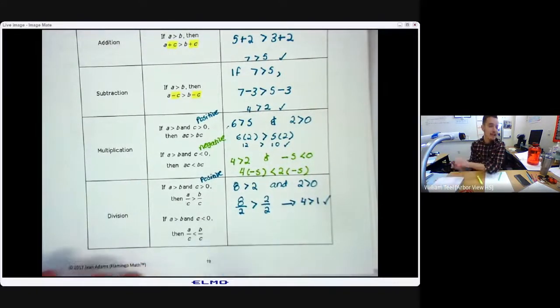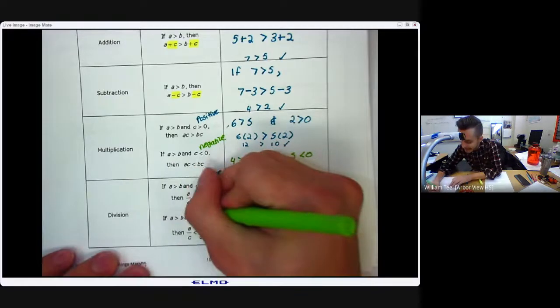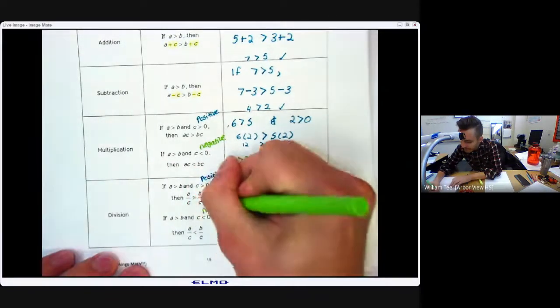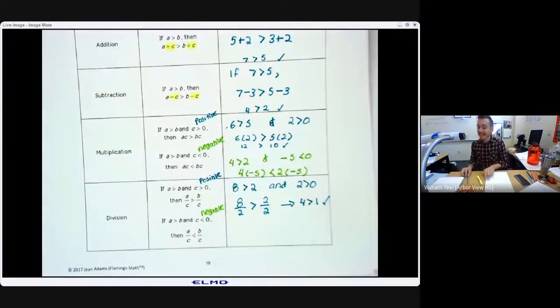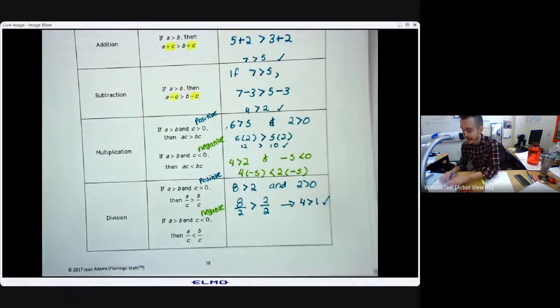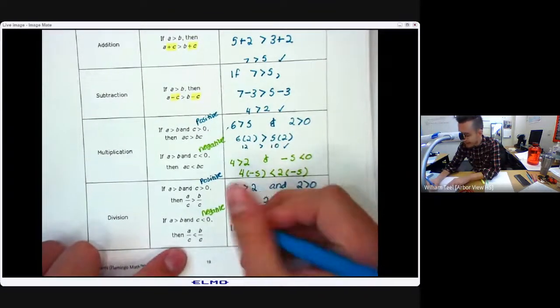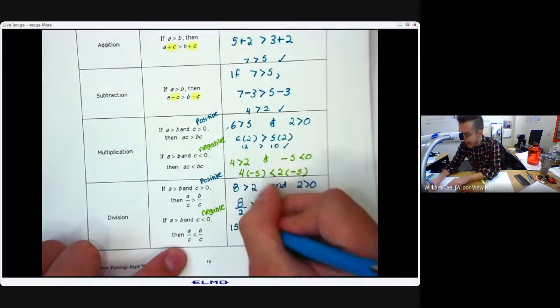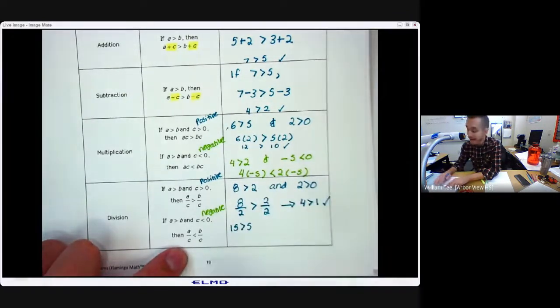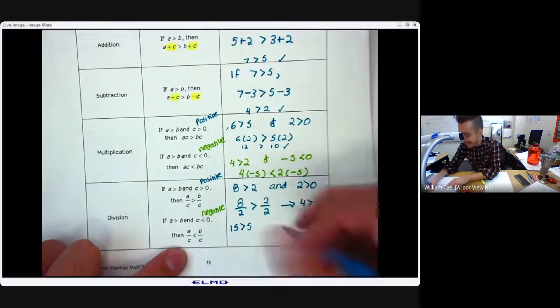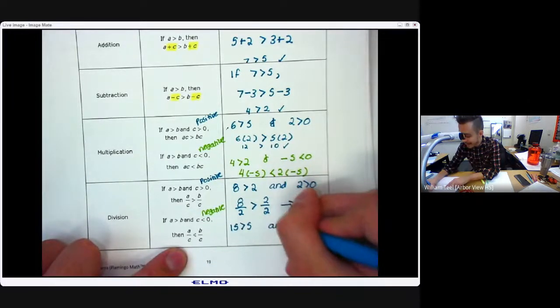Now going down here, if A is greater than B and C is less than 0, so essentially if C is negative, then we know that A divided by C is less than B divided by C. So let's go through another example of this. Let's say A is going to be 15. Let's say B is going to be 5. We know that 15 is greater than 5. And let's say C is going to be less than 0. So this time I'm going to say -5 is C.